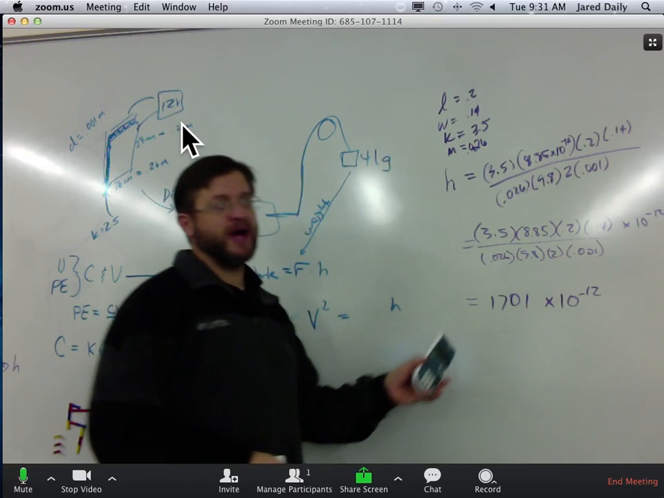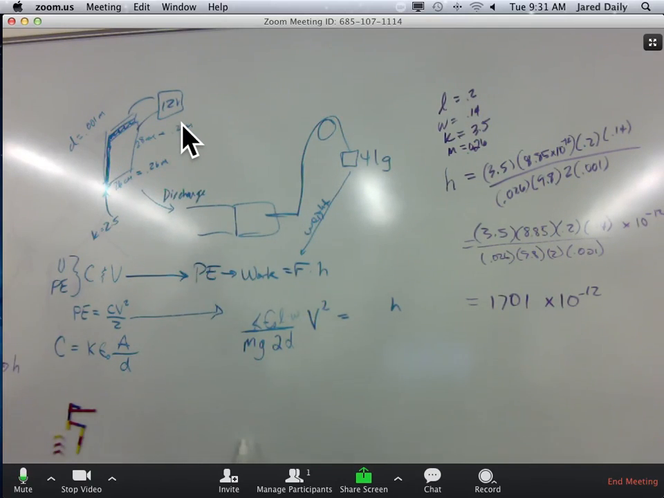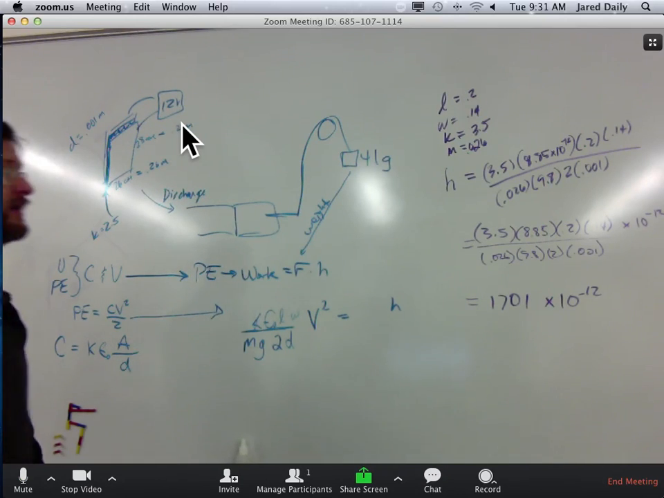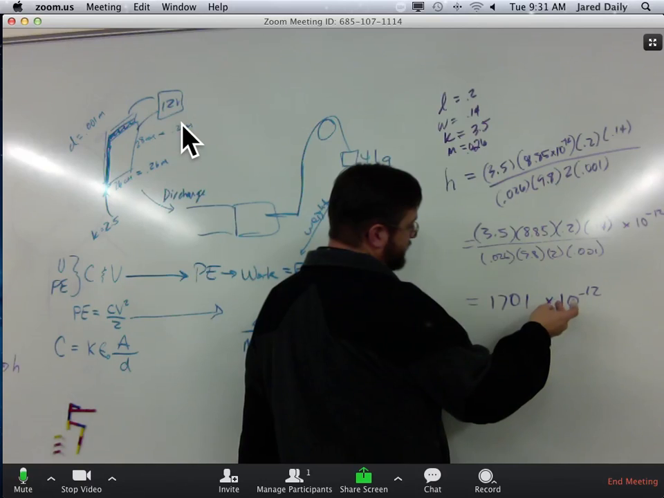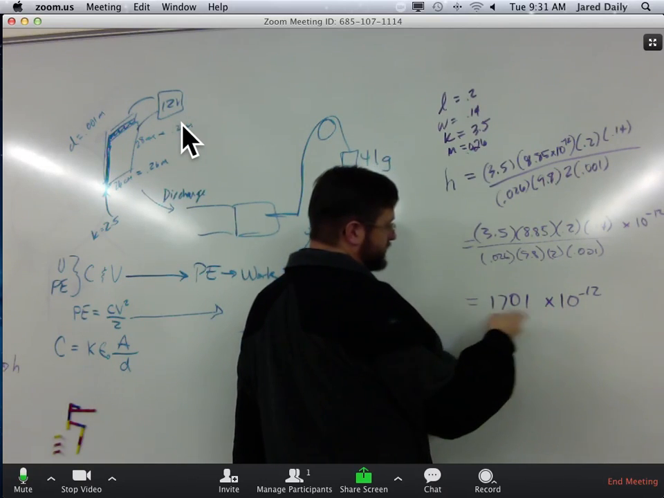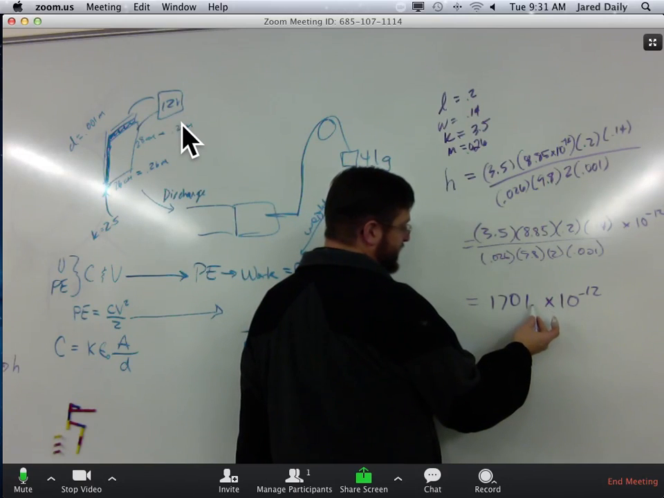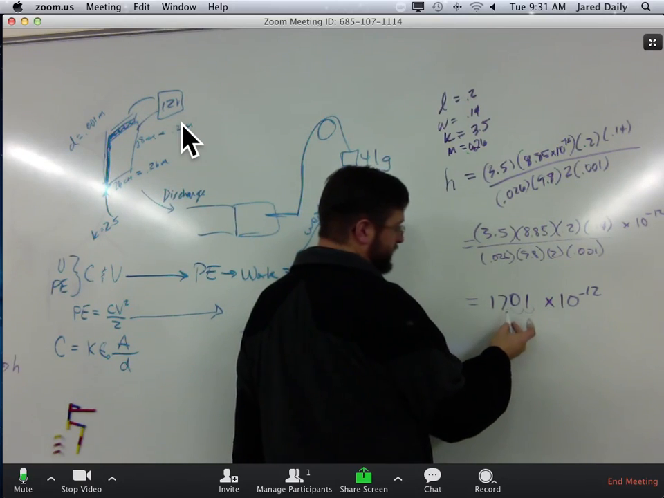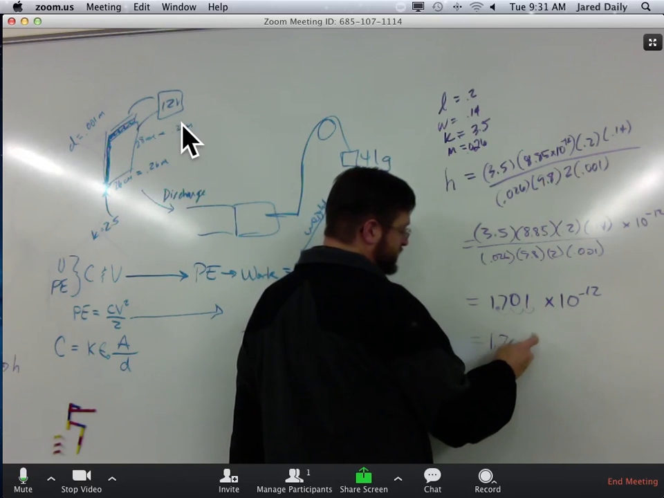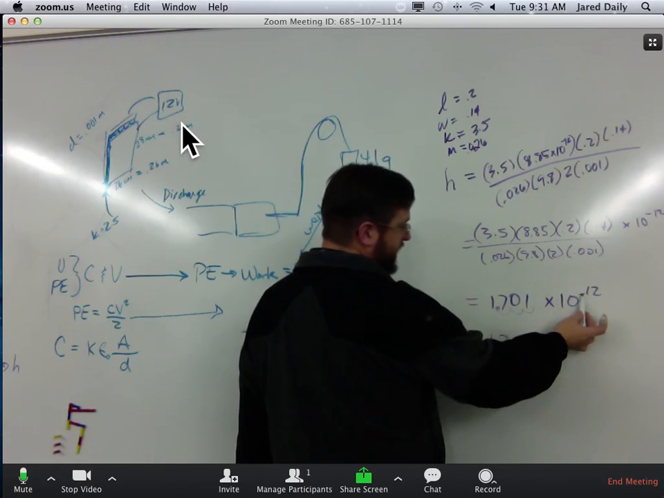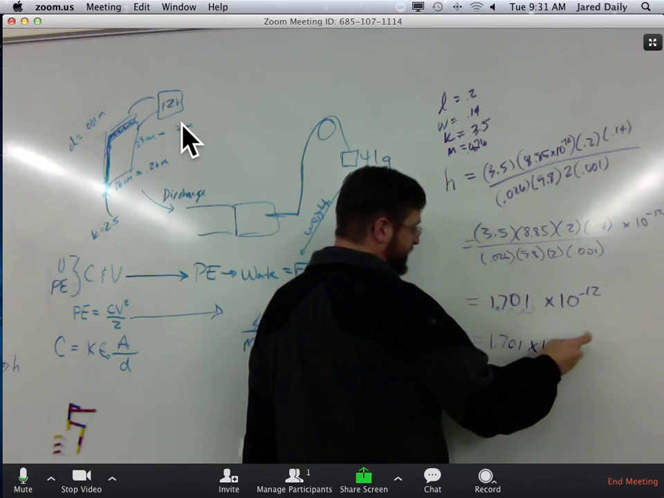If I want to write this correctly in scientific notation, it needs to be 1.7 times 10 to the something, right? And 10 to the minus 12 moves your decimal point to the left a bunch of times. So if I move my decimal point to the left 3 times, and I have 1.701, then that takes 3 of these off. I essentially used up 3 of these, right? So this would be times 10 to the minus 9.